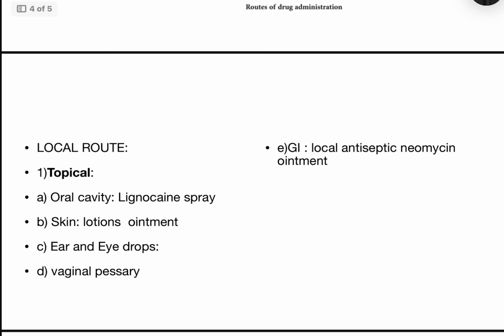This deep tissue injection is again a local form of drug administration. In those cases, the injection is given as intra-articular injections, that means injections into the joints, which are preferably used for joint pain. Now, the topical route of drug administration depends upon the site.